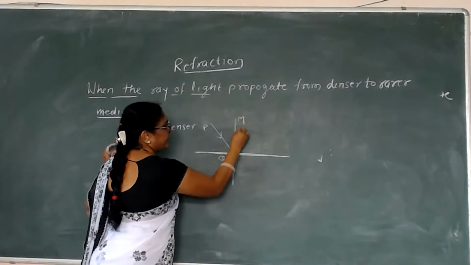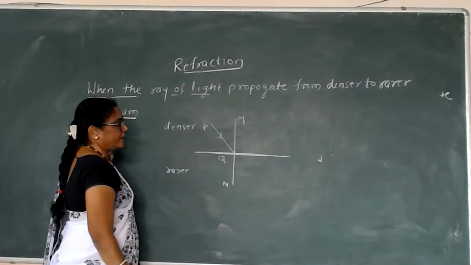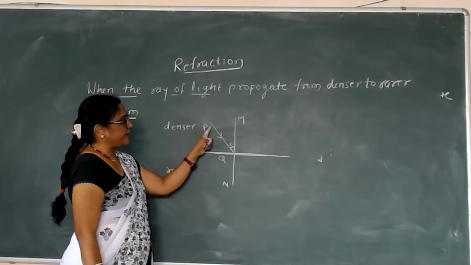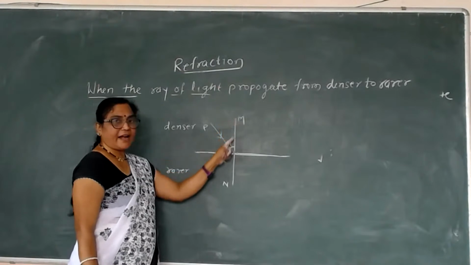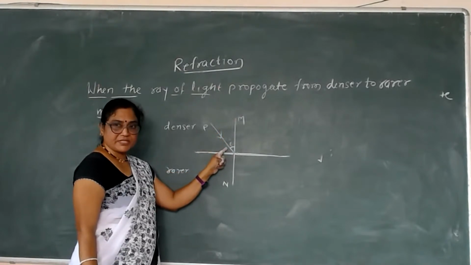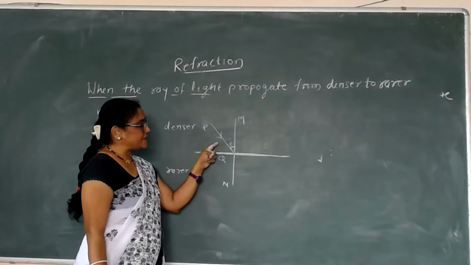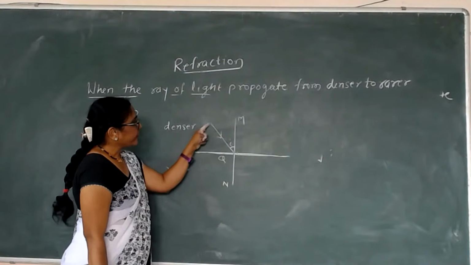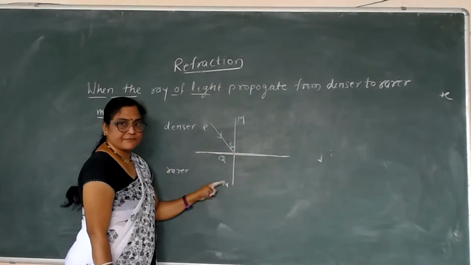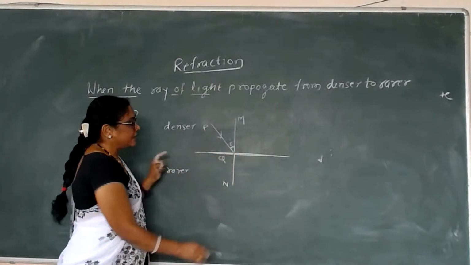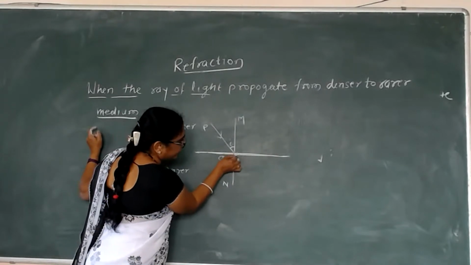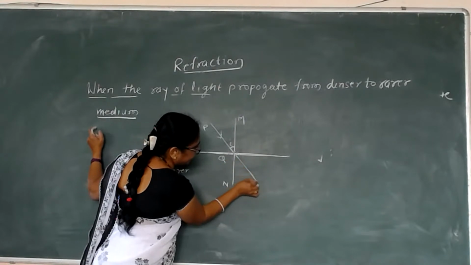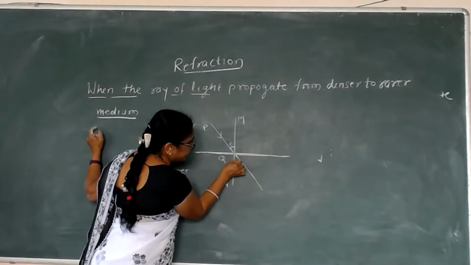So this is MN. This ray is a normal ray. And this angle is known as the angle of incidence I. The angle found between the incident ray and the normal ray is known as the angle of incidence. So this ray of light passes from the denser medium to the rarer medium. If the medium does not change, the ray of light propagates in a straight line direction. If the medium does not change, this is an imaginary ray.